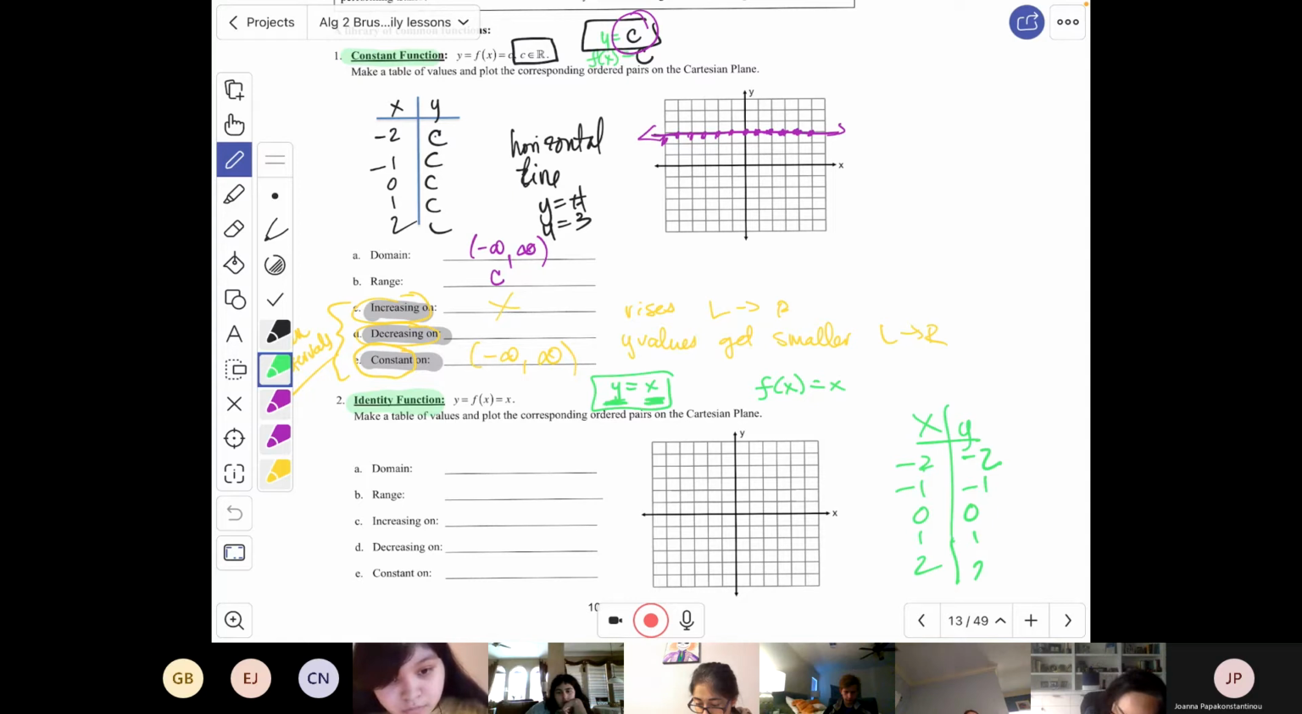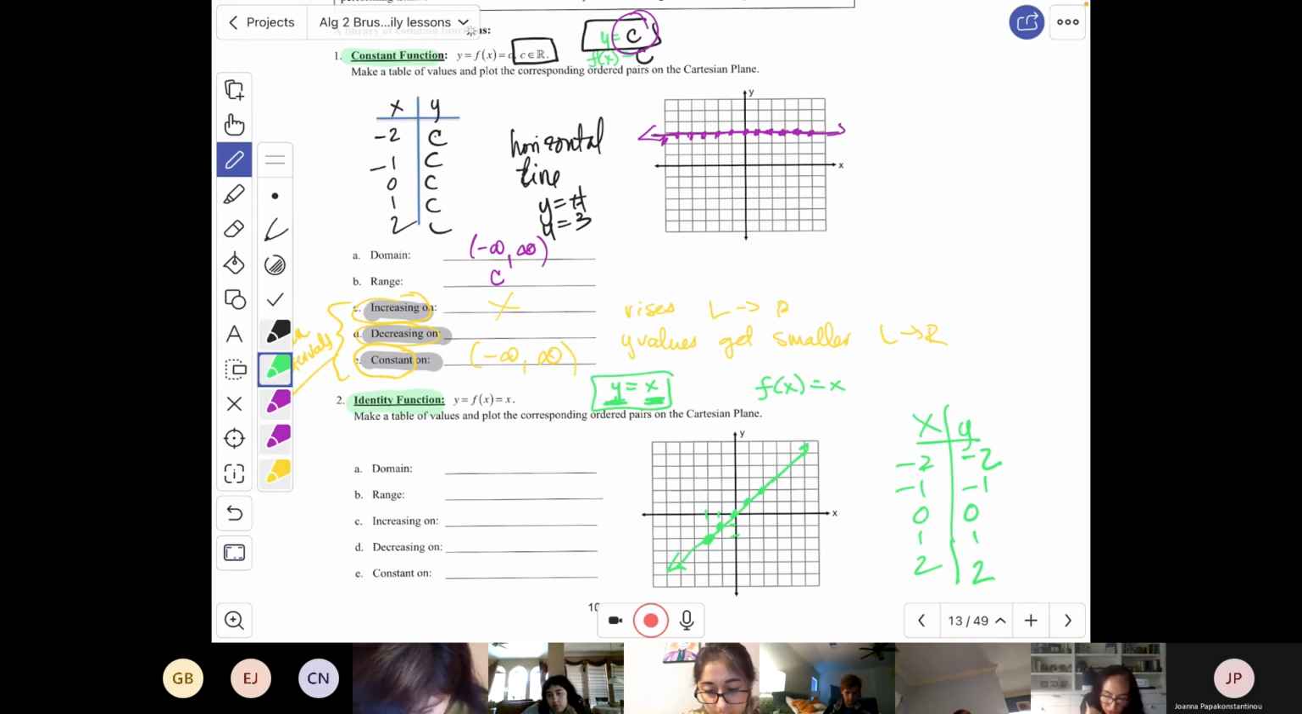So I could plot those points. -2, -2, -1, -1, 0. Oh, and so we see the graph of the identity function. Now, hopefully you recognize this as a very important line in Algebra 2. Maybe this makes you think about taking the inverse of a function. And we will talk about that, but perhaps this is making you think about taking inverses of functions, reflections across this very special line.